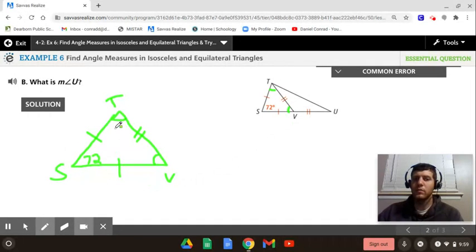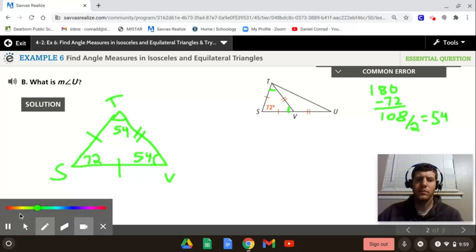Okay, so again, we know the three angles of the triangle need to add up to 180, and we know these two have to be equal. So again, we can do 180 minus 72, which is going to be 108. And so we know these two angles have to add up to 108, and they have to be equal. So we can do 108 divided by 2, and that's going to be 54. So we know the measure of each of these angles is 54 degrees. Right, these two are going to be 54.